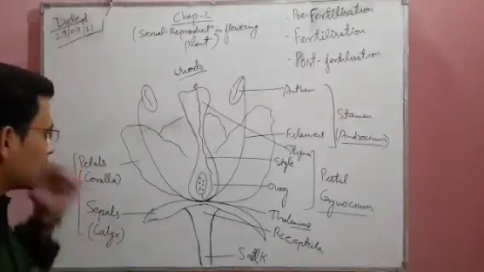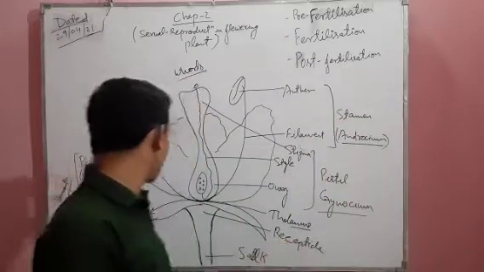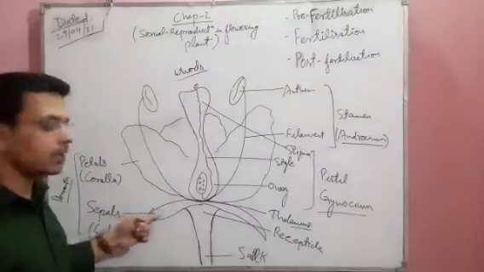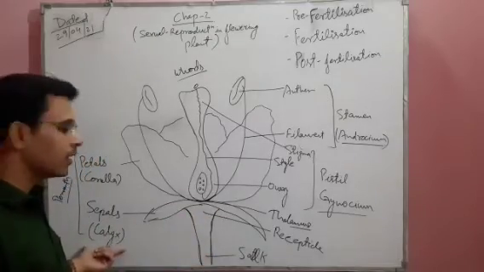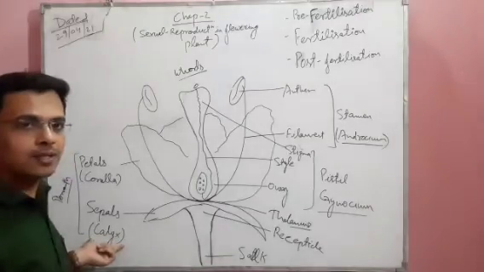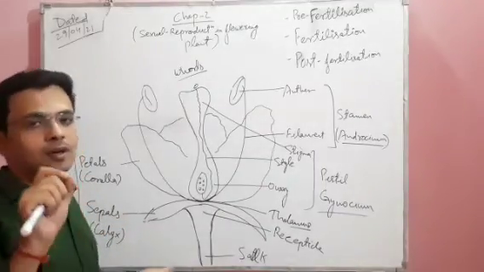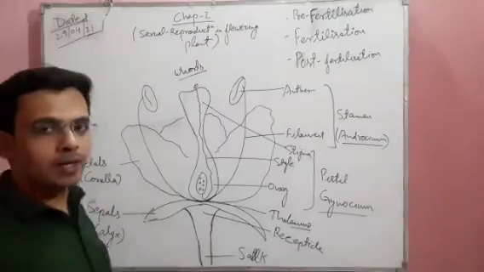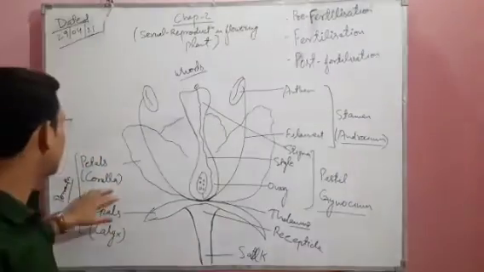We can see here there are different groups: androecium, gynoecium, calyx and corolla. If there is one sepal, we can directly call it a sepal. A group of sepals is called calyx. In reverse, calyx consists of a group of sepals, and the single unit of calyx is called a sepal. What is corolla? Corolla is the group of petals, and the single unit of corolla is a petal.